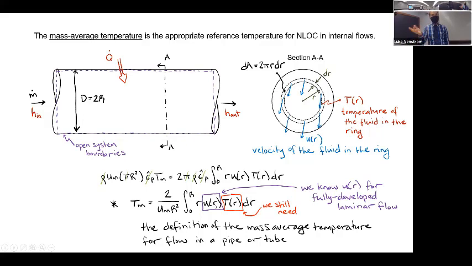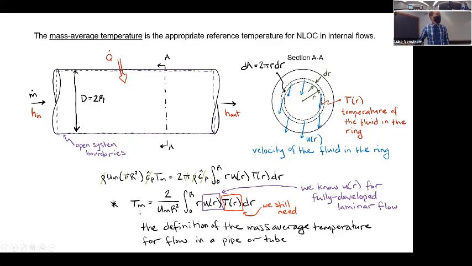I reviewed that on Monday. It's a parabola, right? It's a parabolic function. But we don't yet know how the temperature changes as a function of the radius. So we're not in a position yet to calculate the mass average temperature from the variation of the properties over the section, right? But that's where this comes from, right?